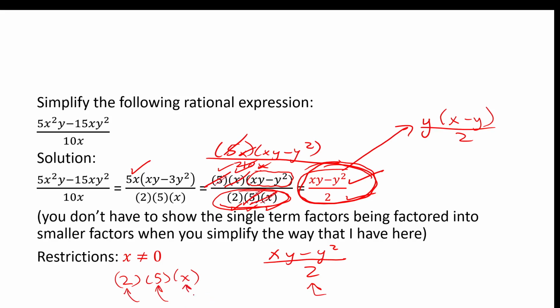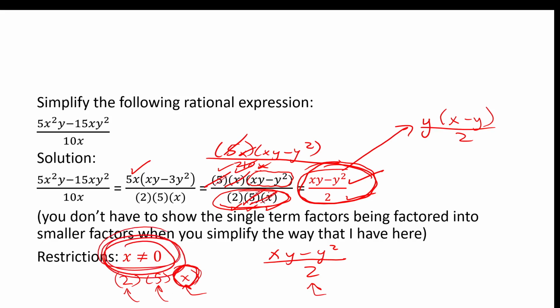But there is a value of x that would make x equal 0. And that value is 0 itself. So we have to say x cannot equal 0, otherwise a factor of the denominator would equal 0. So we have to state the restriction x cannot equal 0.